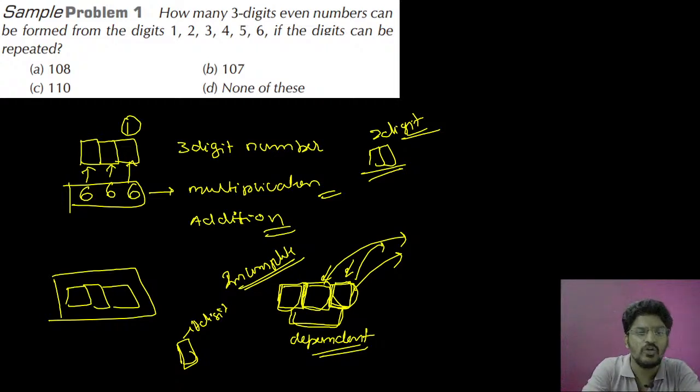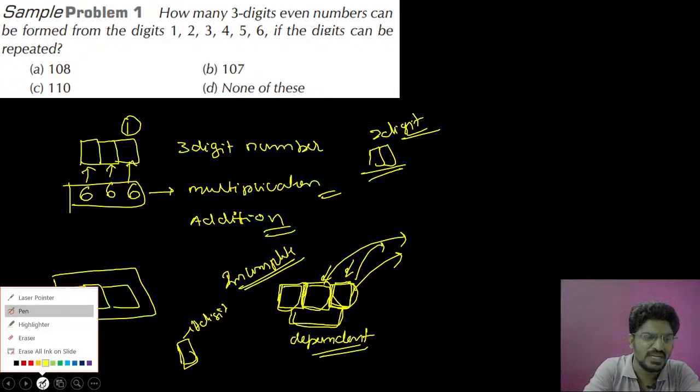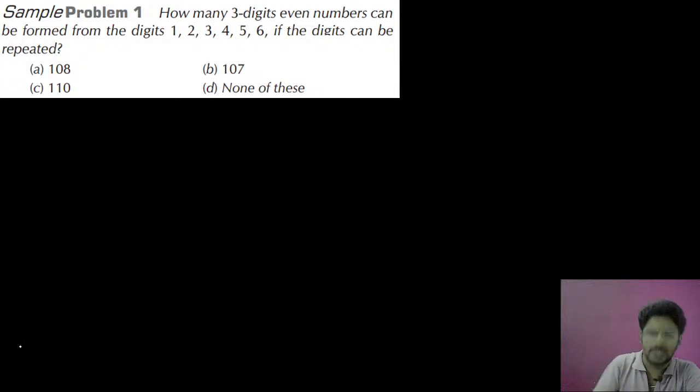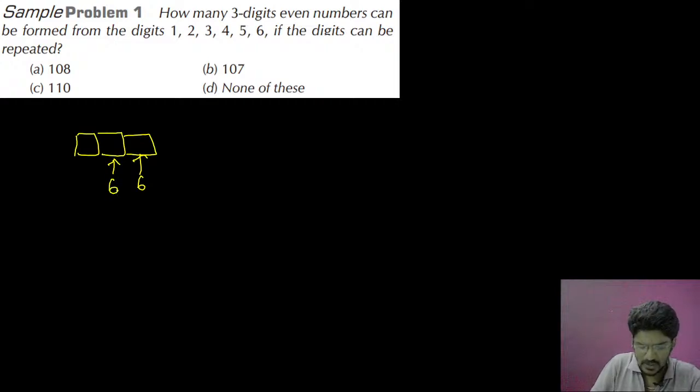That means we have to go for the fundamental principle of multiplication. Clear? So first box, second box and third box. See here, repetition is allowed, which means the first box has 6 choices, the second box also has 6 choices, and the third box also has 6 choices. So 6 into 6 into 6.